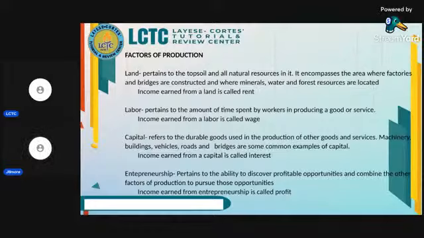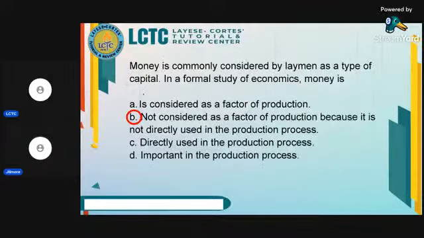When we talk about the area where factories are located, from the word area, that's land. The amount of time spent by workers, labor. When we talk about the durable goods and services, that's capital. The ability of a person to discover profitable opportunities, that's entrepreneurship. Okay, let's proceed.